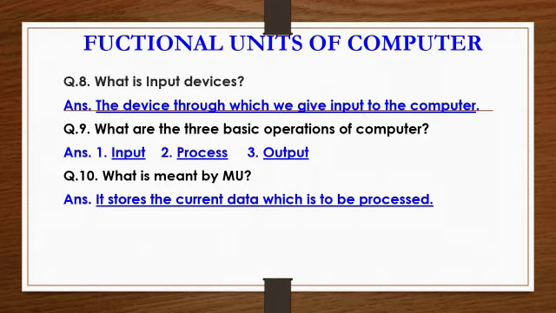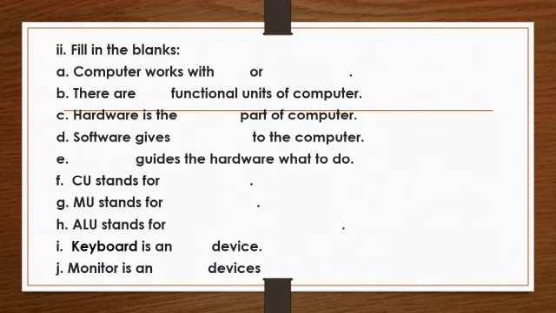Now let's start the fill in the blanks. Now please come to the question number 2. Fill in the blanks. A. Computer works with blank or blank. Answer is data, information. B. There are dash functional units of computer. Blank is 4. C. Hardware is the dash part of computer. The blank is physical.